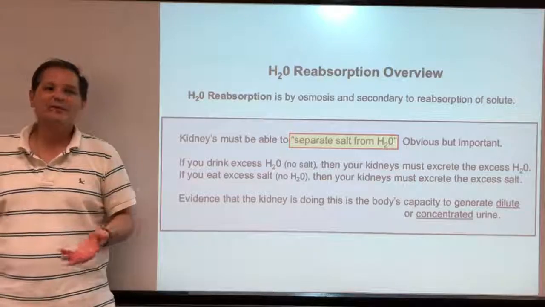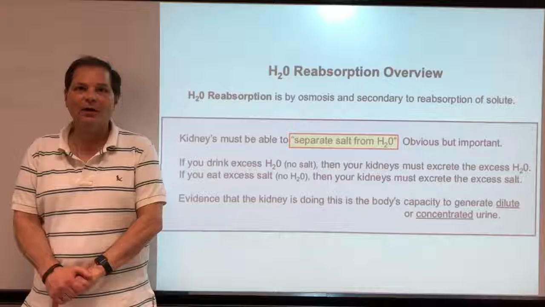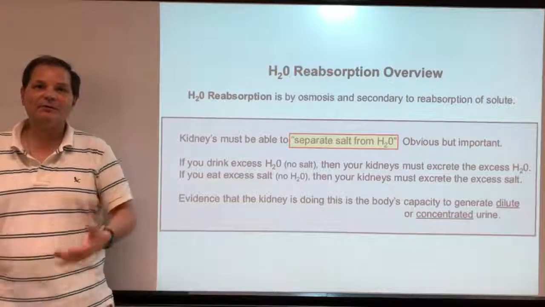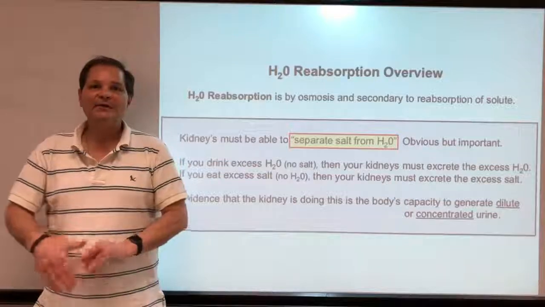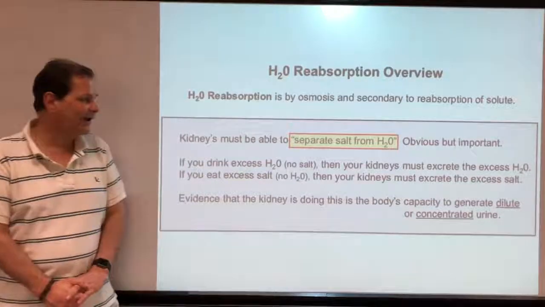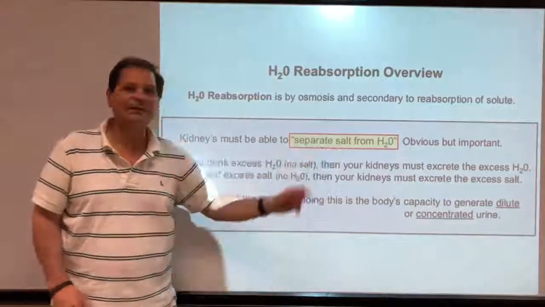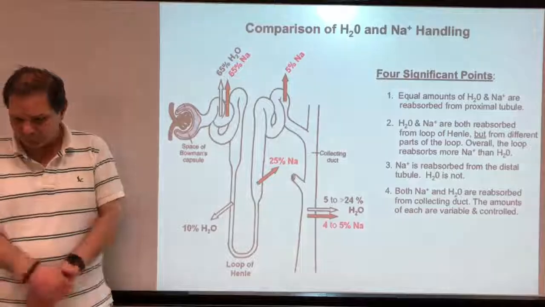So in that situation, if I drank gallons of water and just had a normal amount of salt, I'd want to be able to generate a dilute urine. I wouldn't just want water following salt around, because that would mean I'd have to get rid of a lot of salt in order to get rid of a lot of water, and you can't have that. So you need to be able to separate these two, and we'll talk a lot about how that's done, okay?